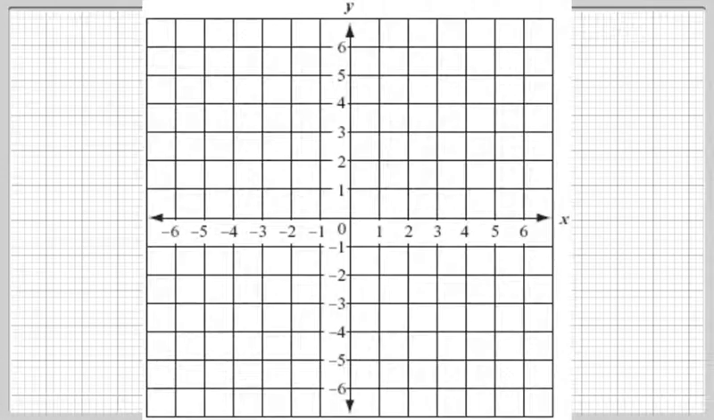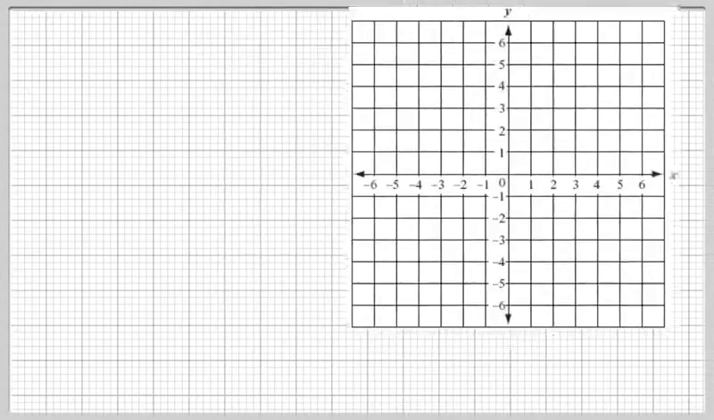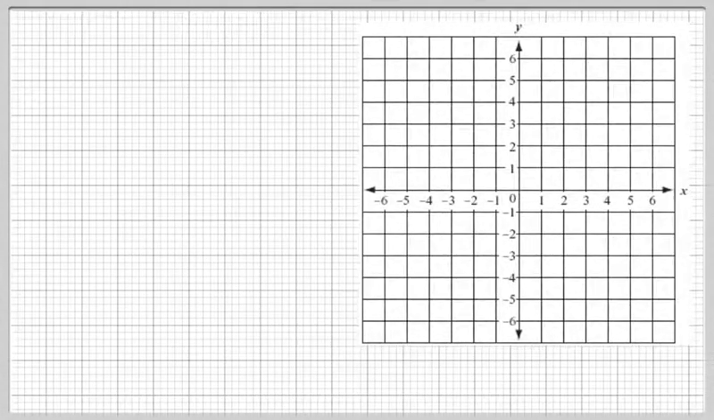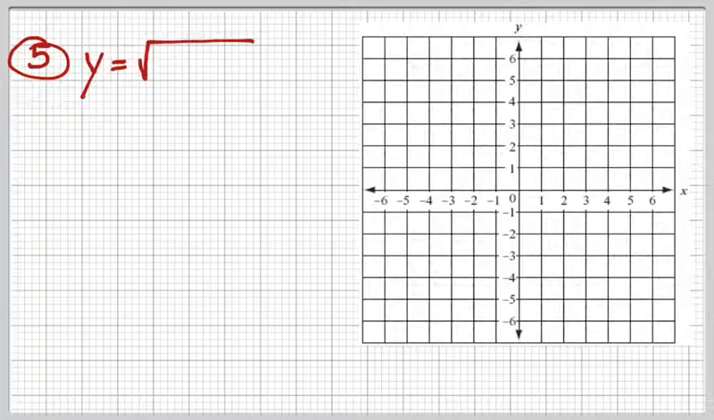Let's jump to problem number 3, is very similar. 5. Let's jump to problem 5. I'll throw in another graph. So, in problem 5, we are asked to graph y equals the square root of x minus 3. The 3 is underneath the radical.